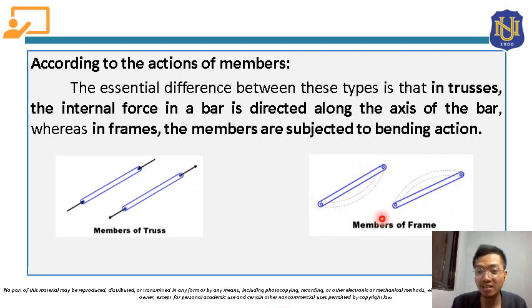It will bend, since the loads in the frames can be applied within the span of the members, and since there can be members that can be attached within the span of another member, so that member will be subjected to bending. So this is a very important difference for trusses and frames. Again, for trusses, the members are just subjected to either compression or tension, while in frames, the members are subjected to bending.